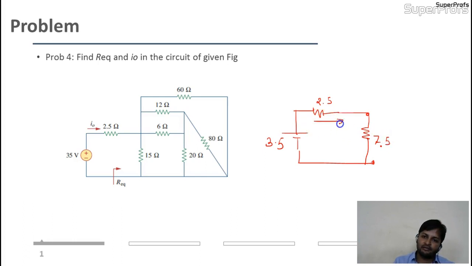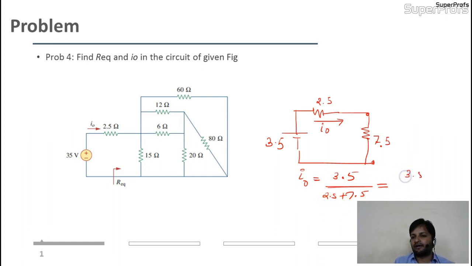Okay. Now they are asking to find out this current I naught. So I naught is 3.5 divided by 2.5 plus 7.5. Okay. So 3.5 divided by 10 is nothing but 0.35 ampere. Okay, this is as simple as that.